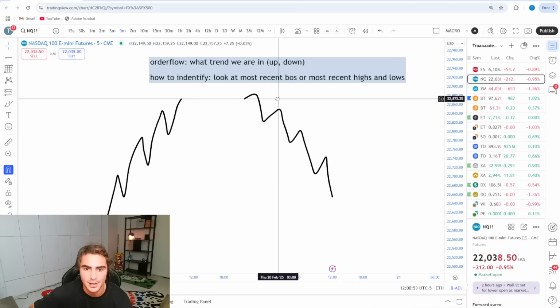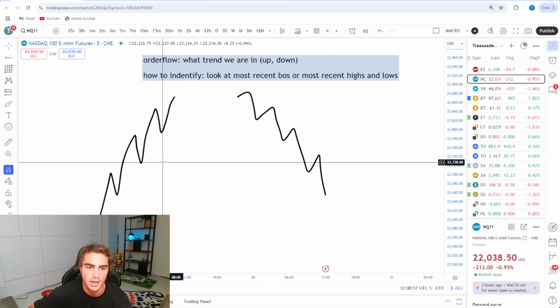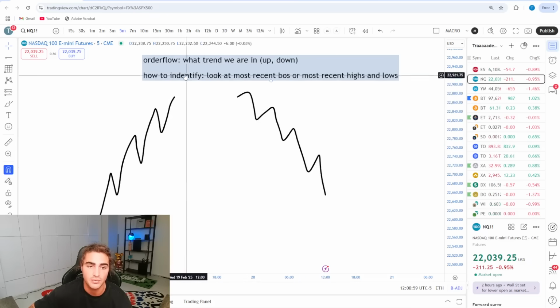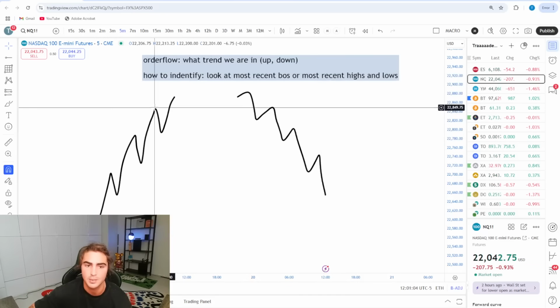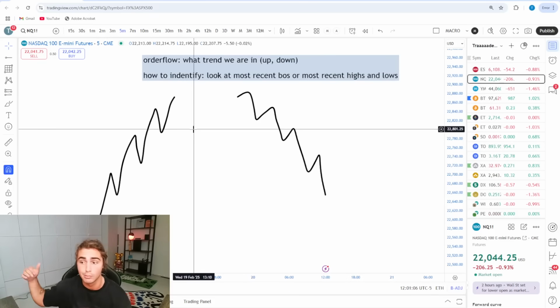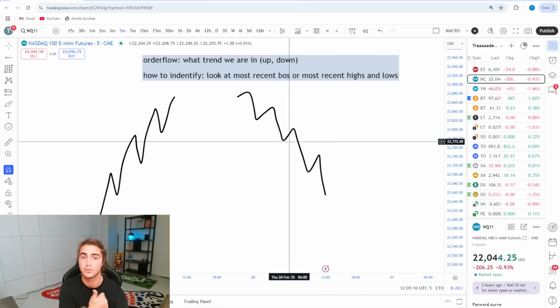But this is the start of it. Okay, so downtrends move in lower lows and lower highs. Uptrends move in higher highs and higher lows. So in order to identify bullish order flow or bearish order flow, we just look at the most recent highs and lows. Okay, we see, boom, we're making higher highs and higher lows. What are we in? Bullish order flow. If we're making lower highs and lower lows, what are we in? Bearish order flow.